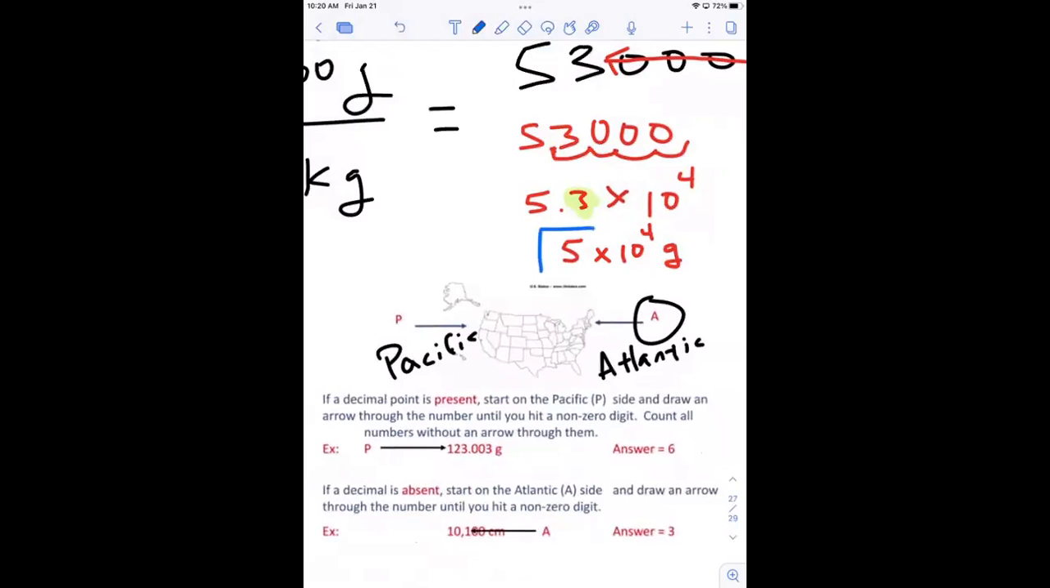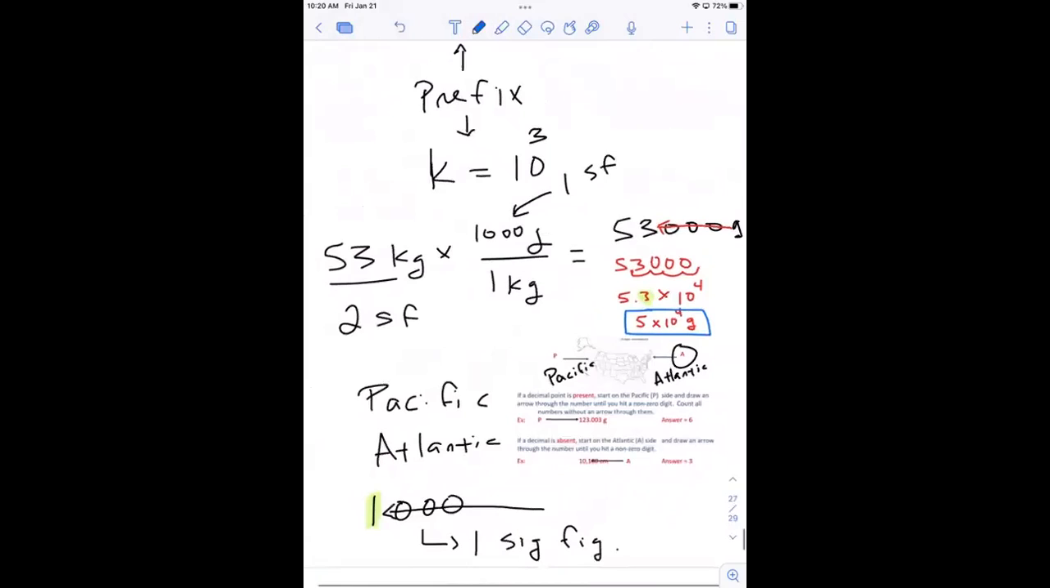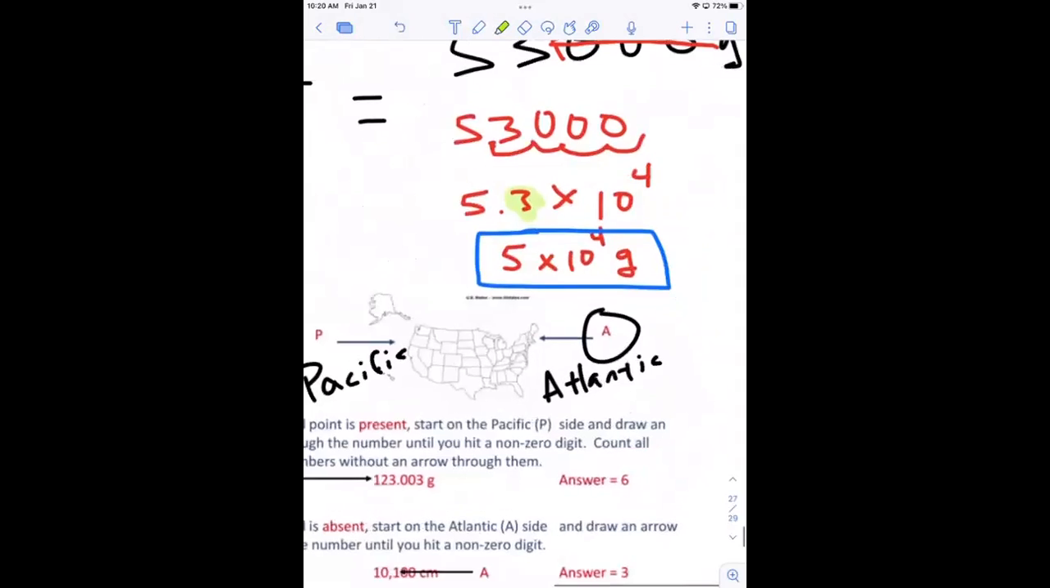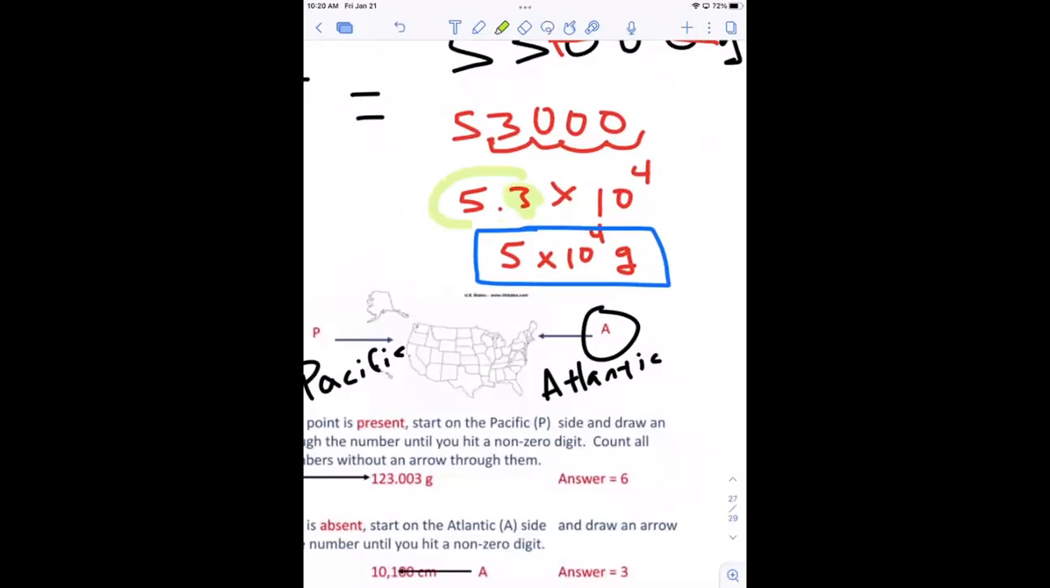Can you explain why the 3 disappeared? Because the lowest number of sig figs in this calculation is 1. So I need to take this number and round it either up or down depending on what the number is after the decimal. But because it's a 3, we're not going to round up. We'll keep it at 5.